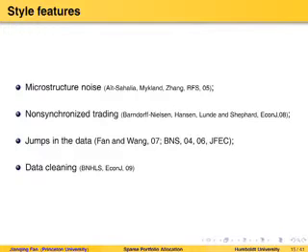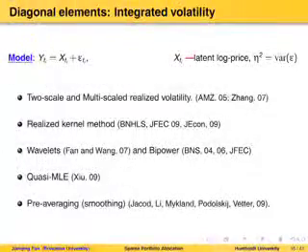And non-synchronized trading is very clear. IBM trades at this moment, Intel maybe traded 2 moments later, and Intel maybe has another trade before IBM has another trade, right? And the jump, when news arrives, they sort of have jumps and so on.